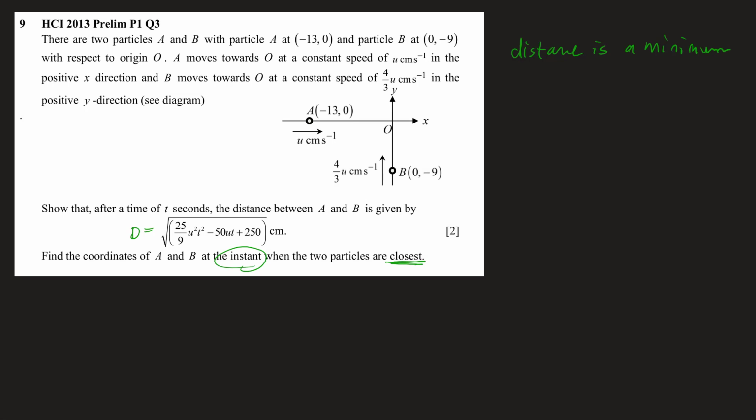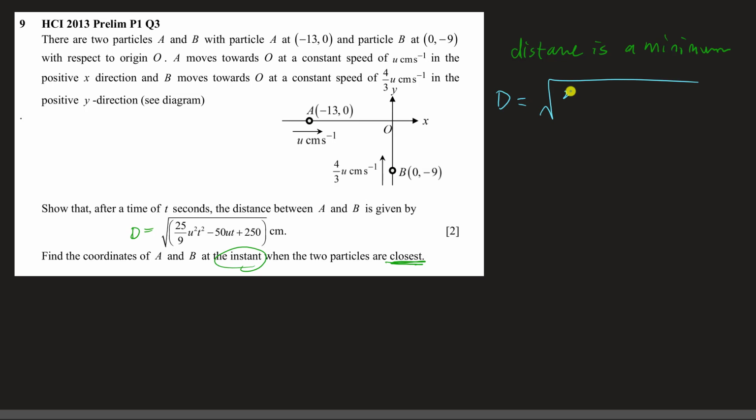Simple. Let's just differentiate this. It might look difficult at first, but if you were to square both sides before differentiating, you will get this. D squared equals 25 over 9 u squared t squared minus 50 ut plus 250. This is good because you're getting rid of the square root. If you were to have this thing, you have to do that chain rule, right? Power bring down, power minus 1, and then you have this very nasty negative half power.